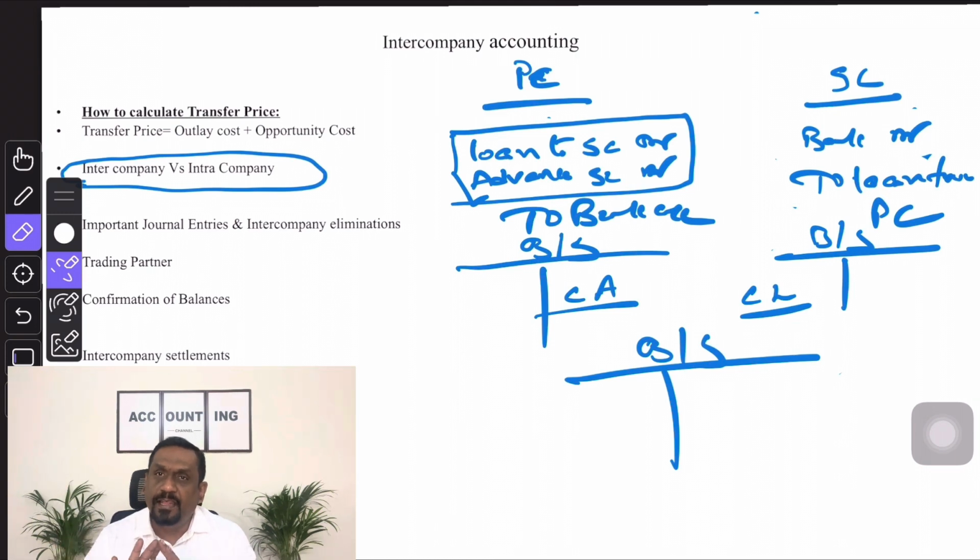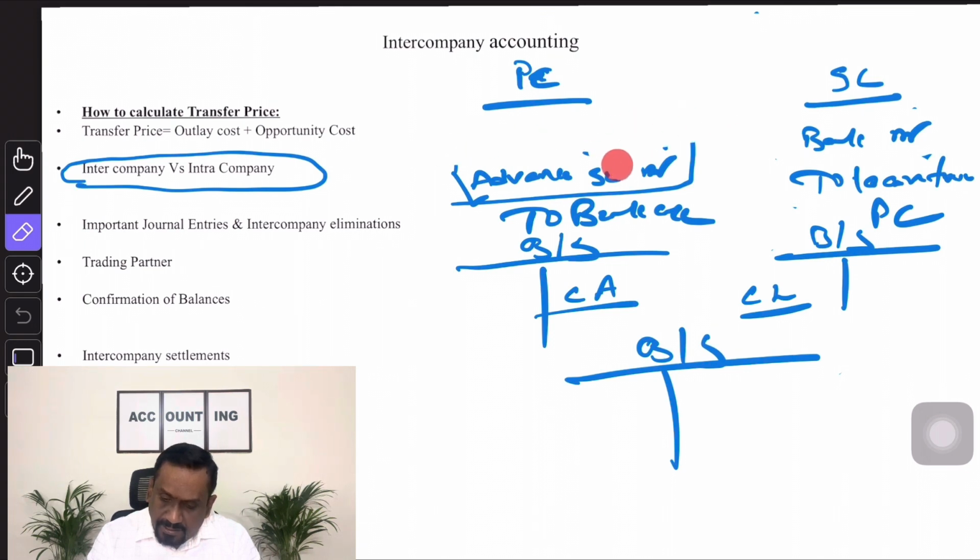There is no impact at consolidation level. So this is called intercompany elimination. So this entry can be eliminated at consolidation level. There is no need for this entry because it will get eliminated. It doesn't have any impact on my balance sheet. Clear? Right. Move on to the next entry.